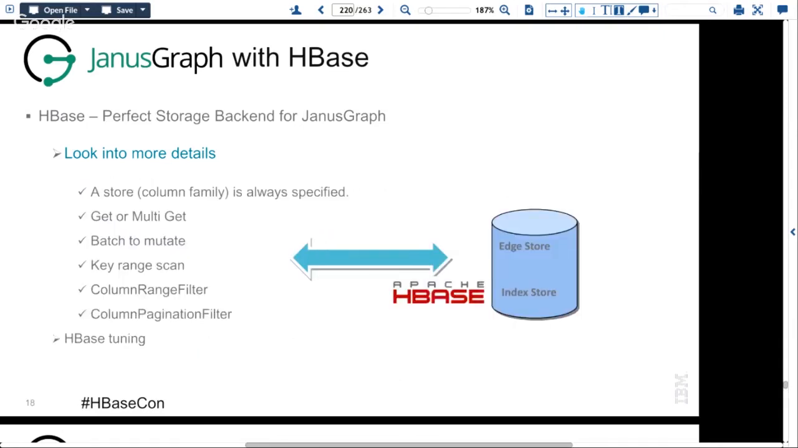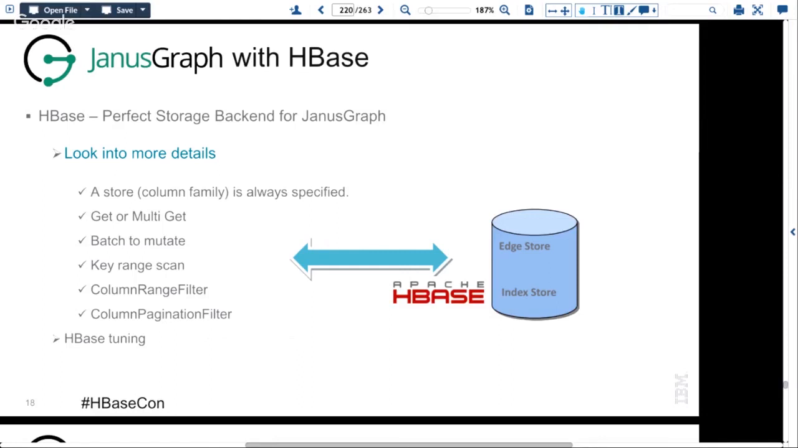Okay, and this is a little more detail as well. It uses get, multi-get, and uses the batch API to mutate, and does key range scan, and uses the column range filter. Remember, you're going horizontally. You're trying to scan the columns of that row. So the column range filter is being pretty heavily used.